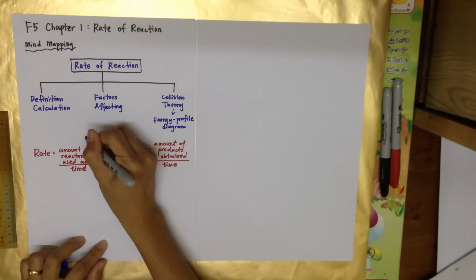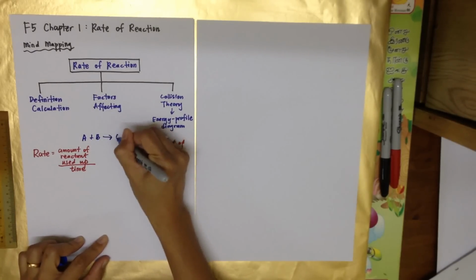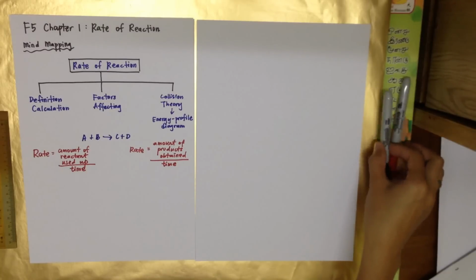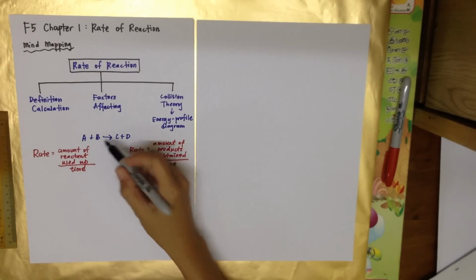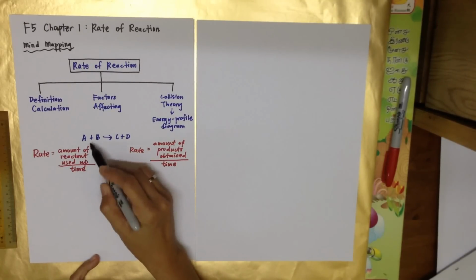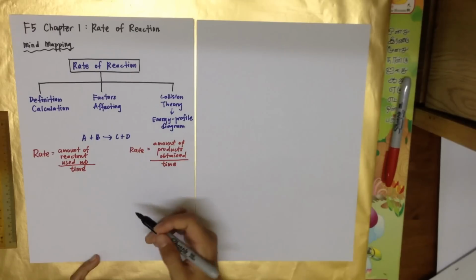For example, we have a simple chemical equation A plus B to give C plus D, in which A plus B are the reactants involved and C plus D are the products obtained. Throughout the time, the reactants will be used up to produce the products, and hence the amount of reactants will be slowly decreasing while the amount of the products will be slowly increasing.